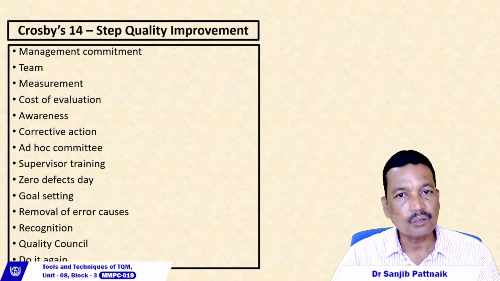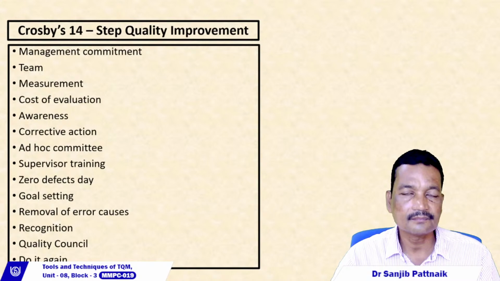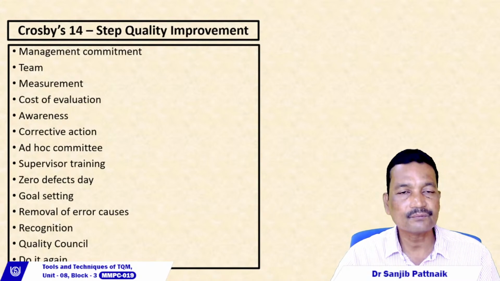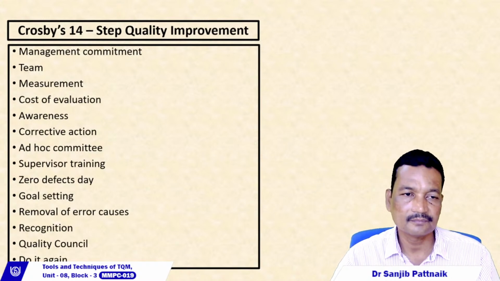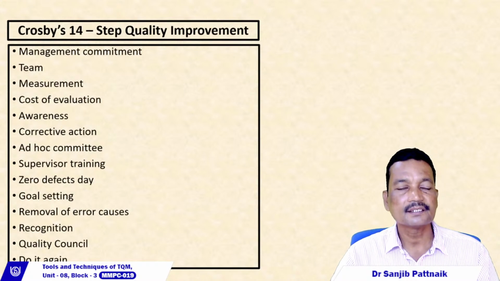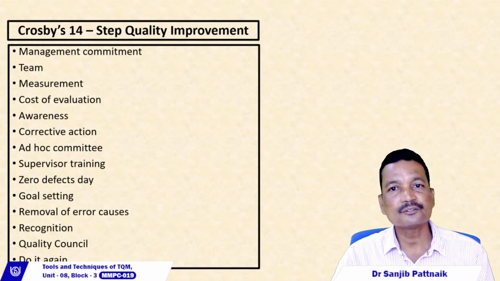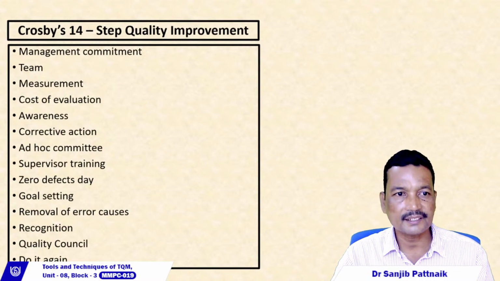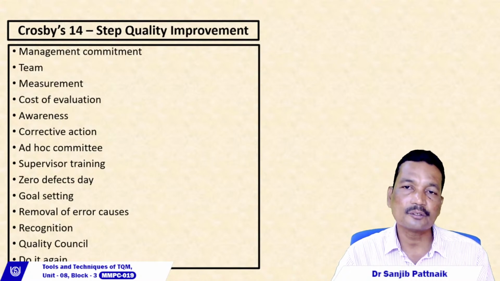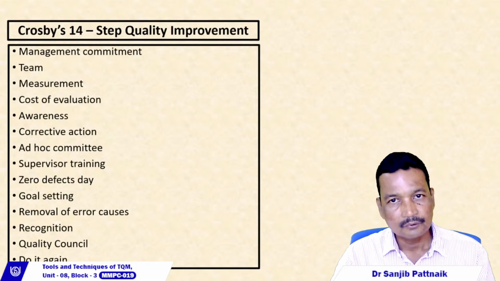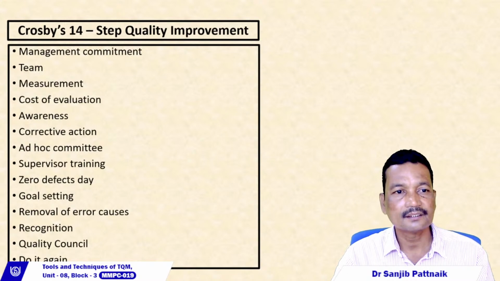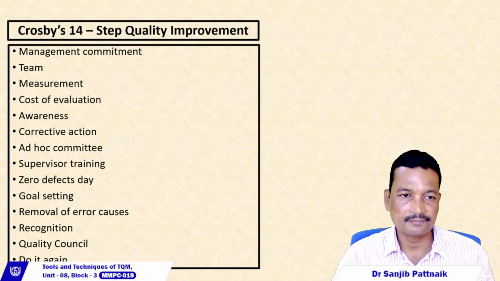Measure what was happening to the process earlier and after quality improvement, how much we have developed. Next step is cost of evaluation. That means to check the level of quality, how much we are spending. If the cost of evaluation is too high and eating away the quality aspect, then we should go for a new way of evaluation.